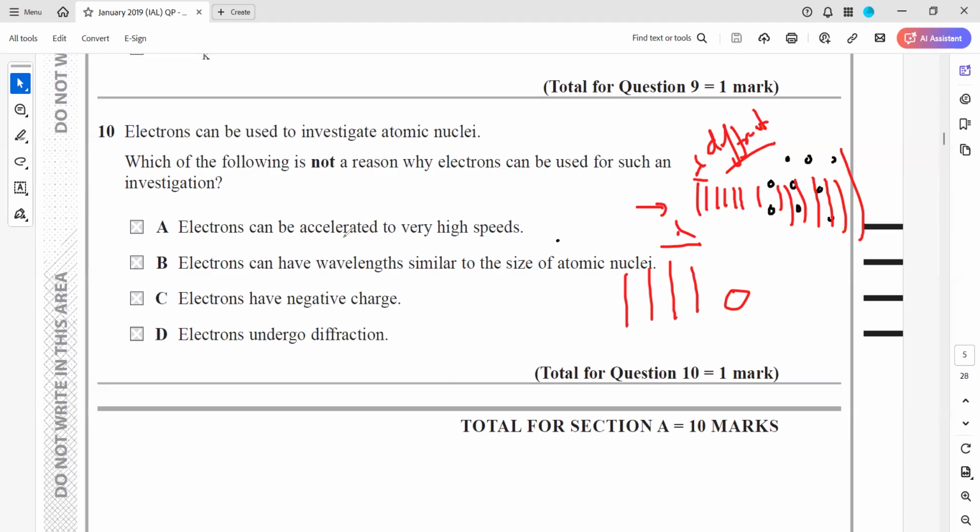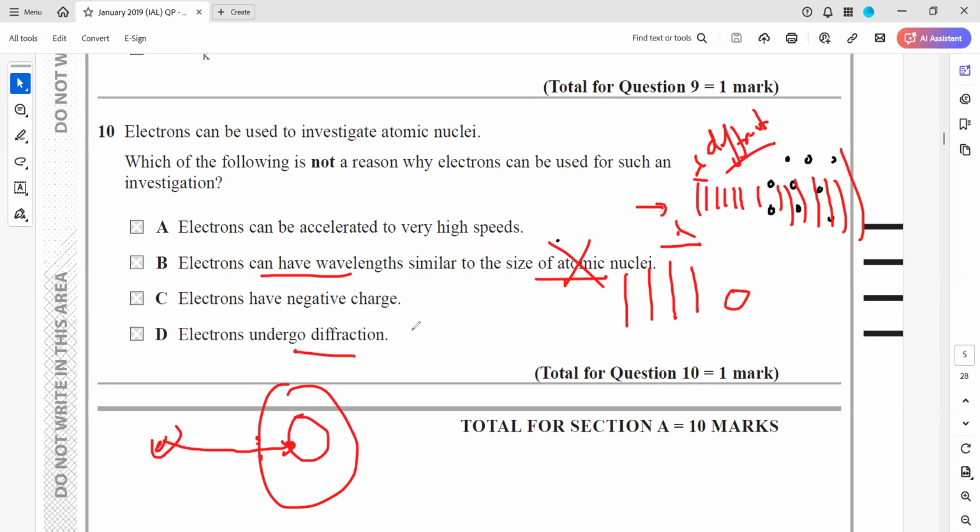Electrons can be accelerated to very high speeds. Yes, they can be accelerated, but that's not the reason. Electrons can have a wavelength similar to the size of atomic radii. That's totally wrong. Electrons have a negative charge. So what is the effect of this? As these electrons are negatively charged, they will be attracted towards the nucleus, or electrons are repelled by another electron. So that's why we don't use electrons in the investigation.